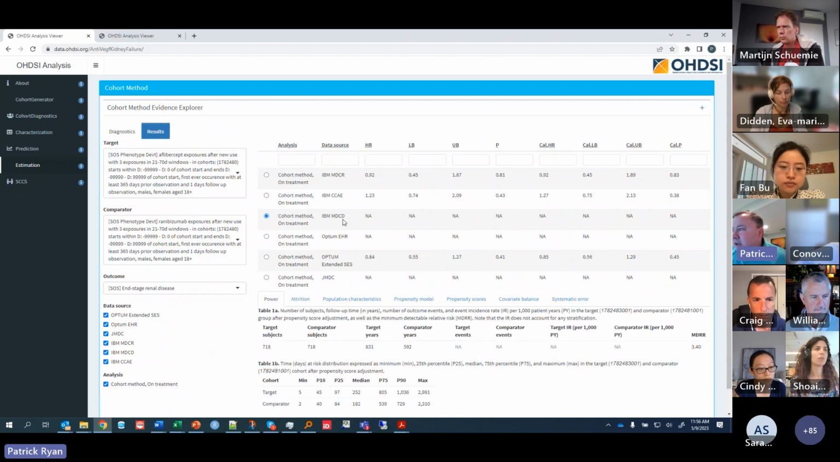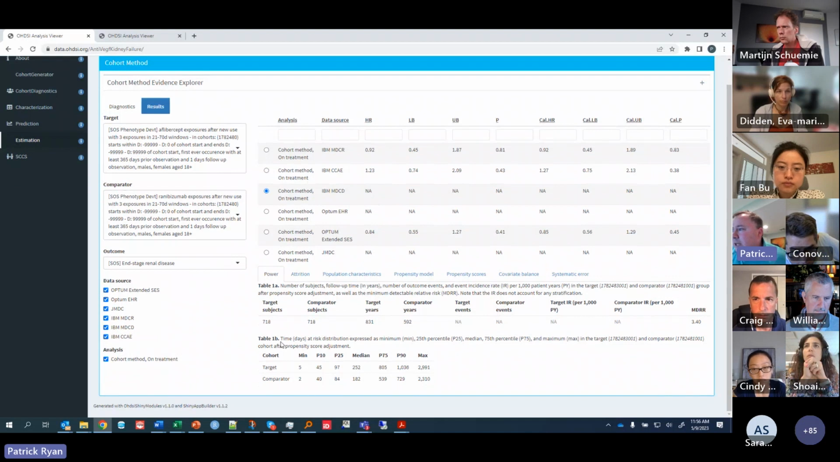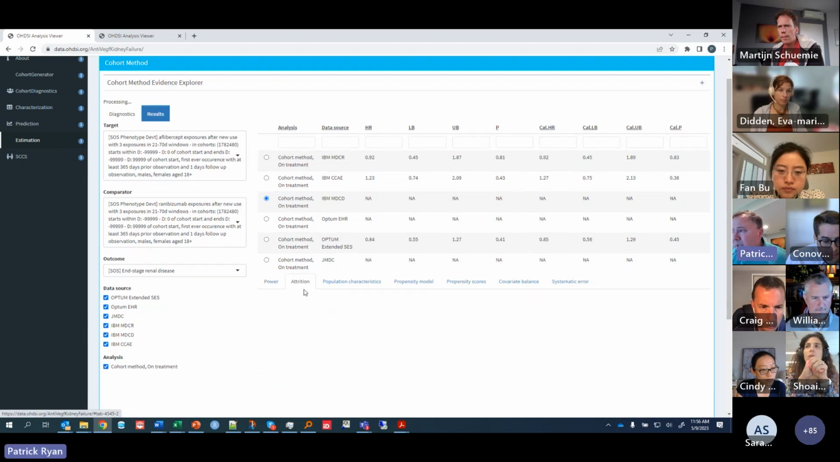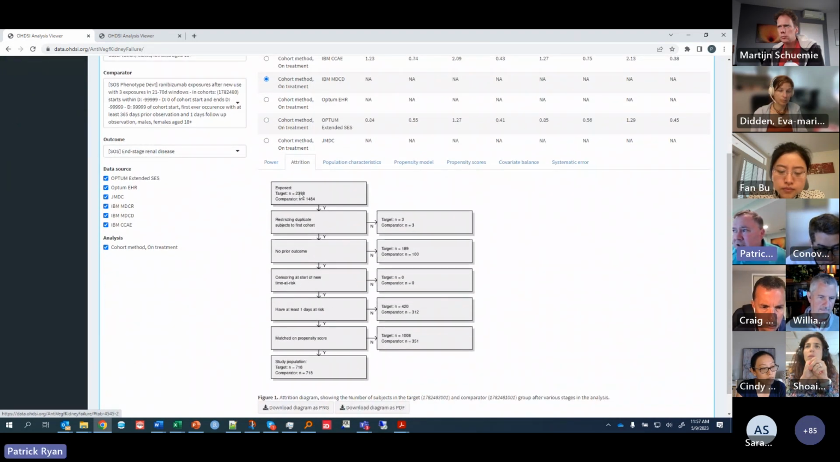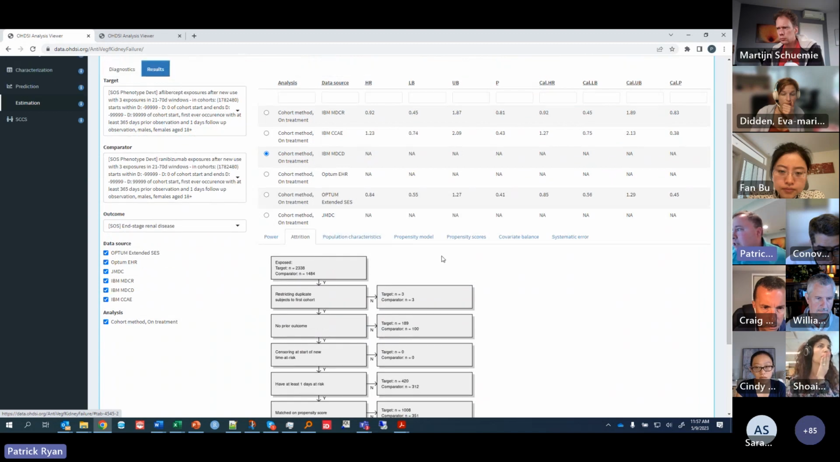I could select the Medicaid database, which fails. And we can scroll down and we can see in the drill down that there were 700 patients in each group. We can get to that attrition table that Fawn showed. So you can see we started with 2,300 and we ended up with 700. So we lost about two-thirds of our patients.